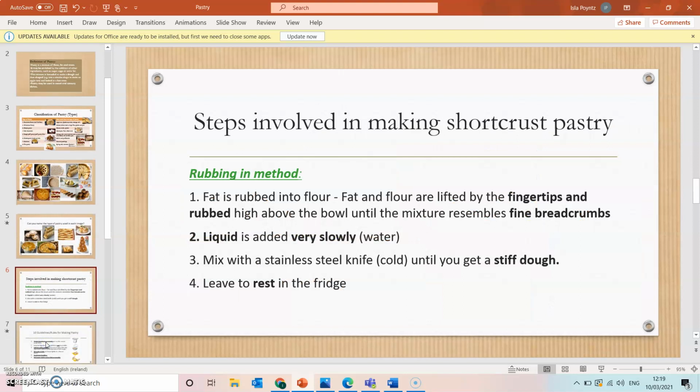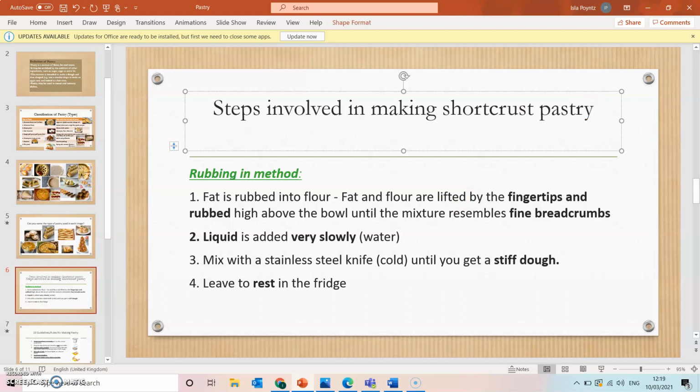Now, the steps involved in making short crust pastry, and again, I'm going to write in here half the quantity of fat to flour. Half the fat to flour. Okay, so that's very important. Okay, so that's your little recipe rule, half the fat to flour. Okay, so the fat is rubbed into the flour using your fingertips until you get fine breadcrumbs. So it's the rub-in method. Liquid is added very slowly, usually water, and then it's kneaded to make a stiff dough, not a soft elastic one, and it's left to rest in the fridge. So it's very, very simple.